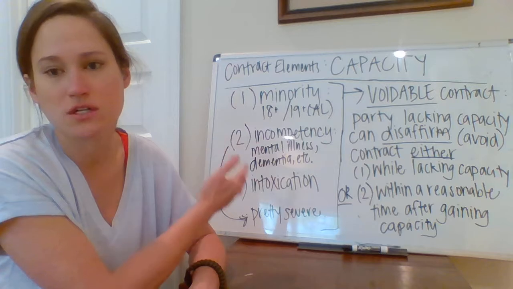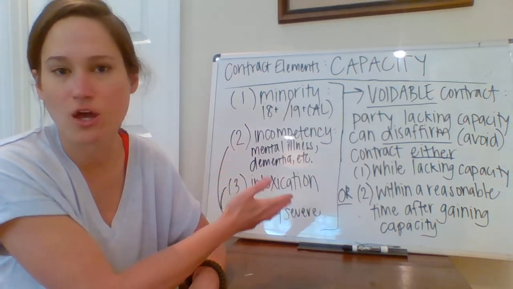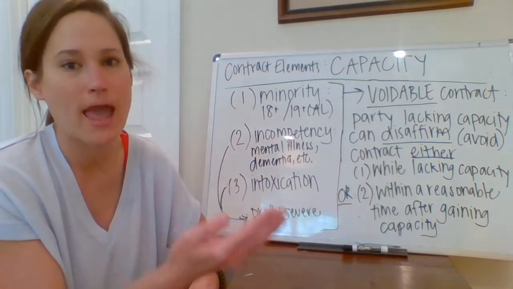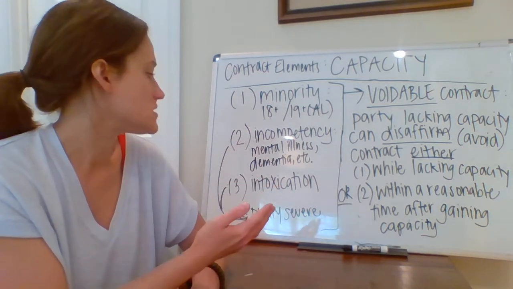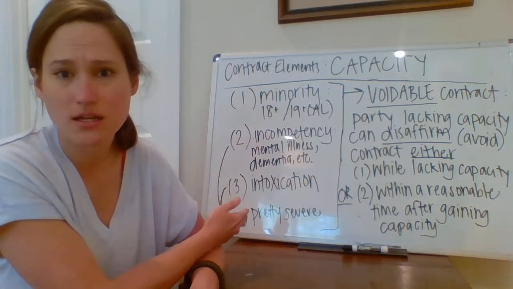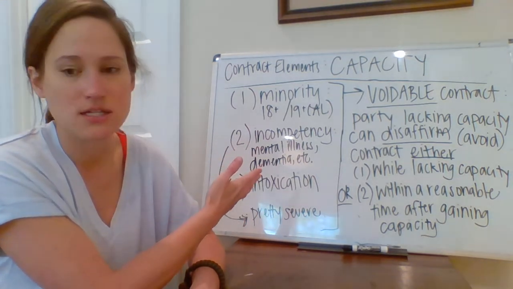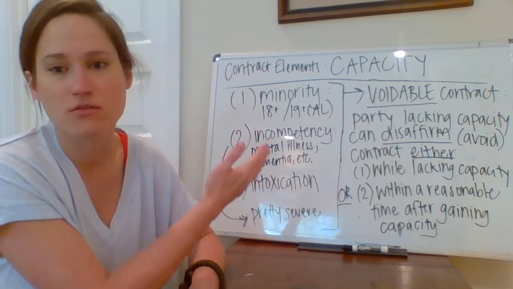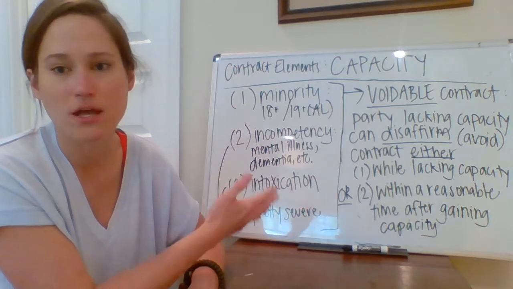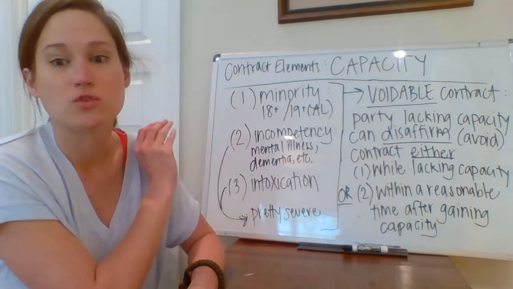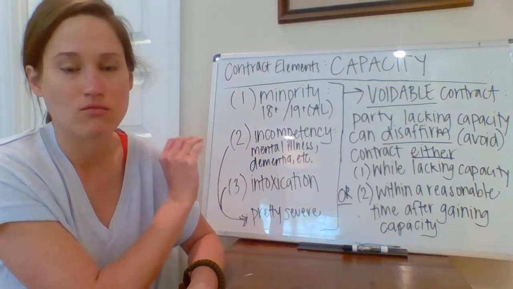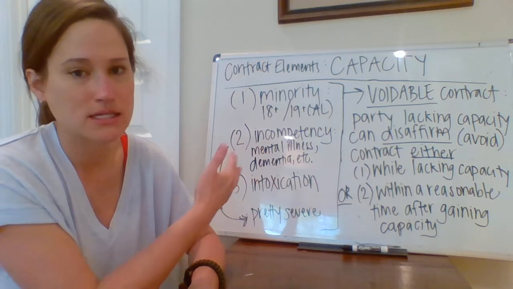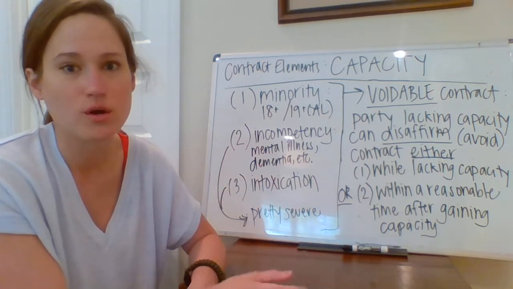Obviously, if you're negotiating or having any kind of discussion about entering into a contract with someone, and you have any indication that this is somebody who is intoxicated, or you're getting any kind of signs that this is someone who is confused, whether it's the result of mental illness or dementia or Alzheimer's or whatever it is, you need to stop and really consider what you're doing, and make sure you get some verification before you move forward.